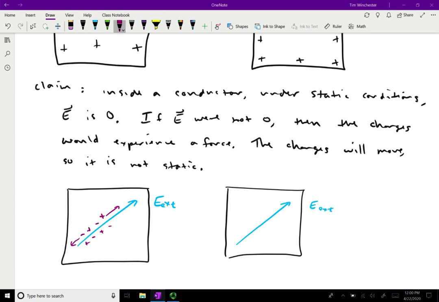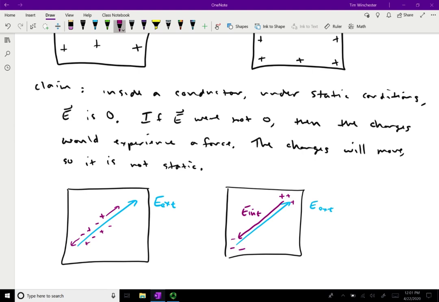But you'll end up with a buildup of positive charges over here and a buildup of negative charges over here, because that's where they're being pushed by that electric field. And then those charges will have an electric field that counterbalances that external field. And the charges will just keep on moving until they have totally canceled out that electric field. There's no reason they would ever stop until the field is zero.